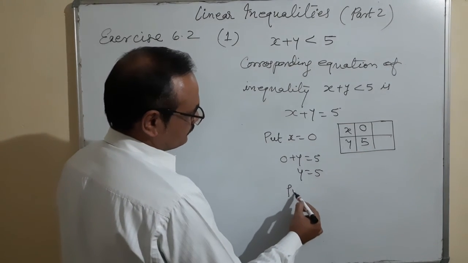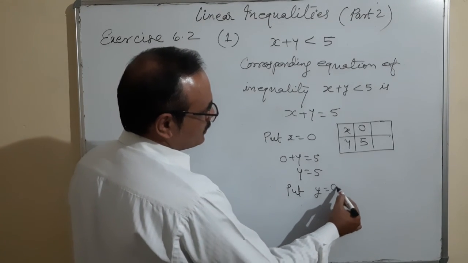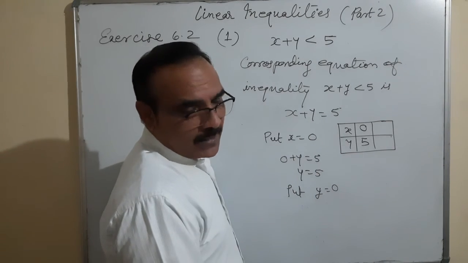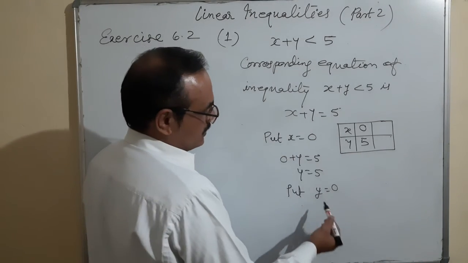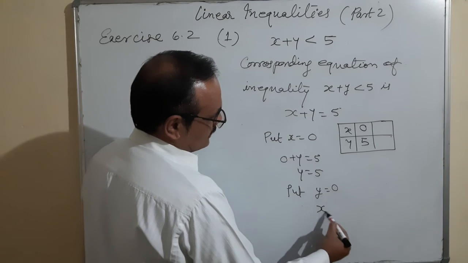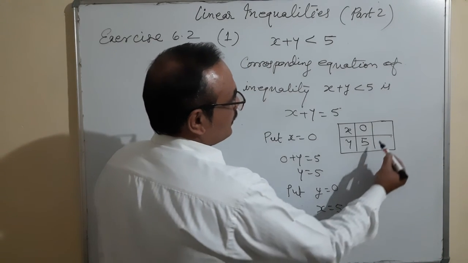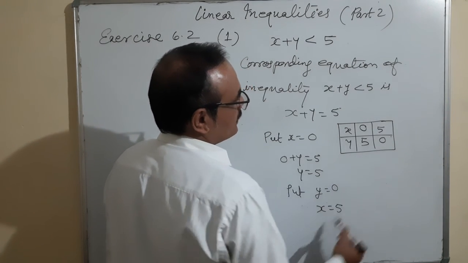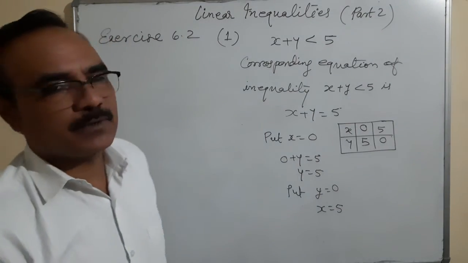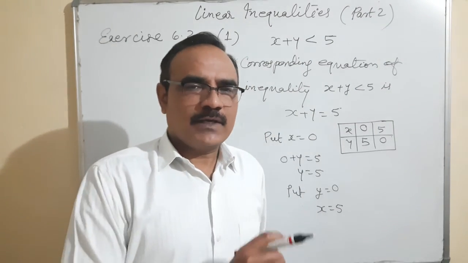Now put y is equal to 0. Now here y is the independent variable. The variables can be changed. Put y is equal to 0, then x is equal to 5. So the point is 5 comma 0. So there are two coordinates, 0 comma 5 and 5 comma 0. Okay. We can draw a line.